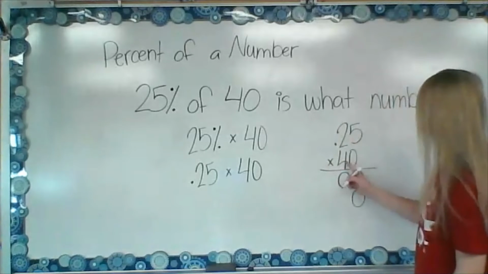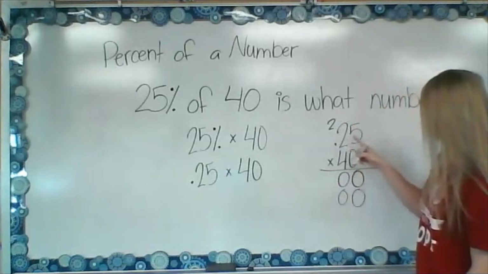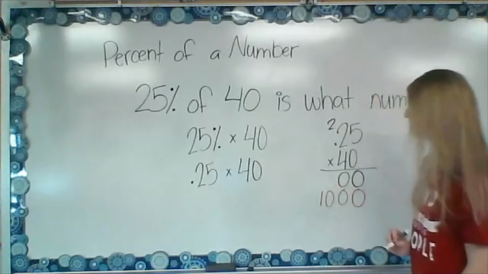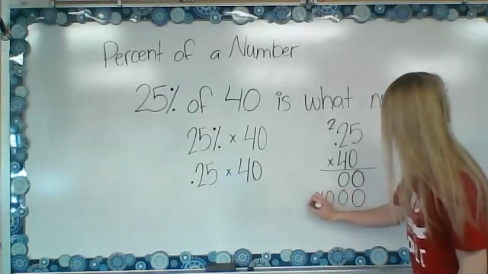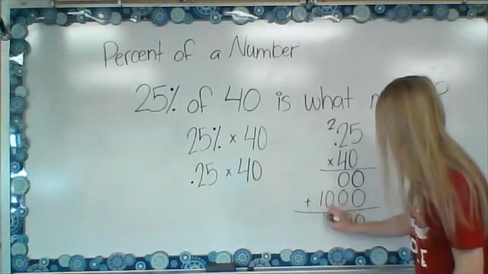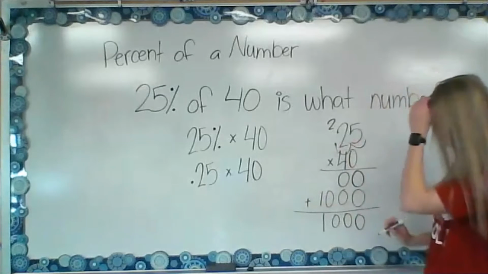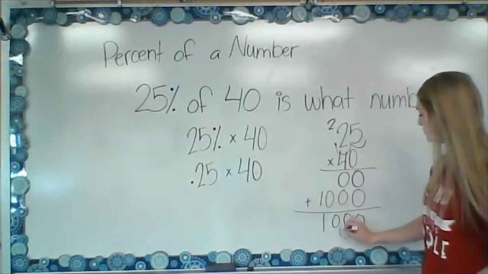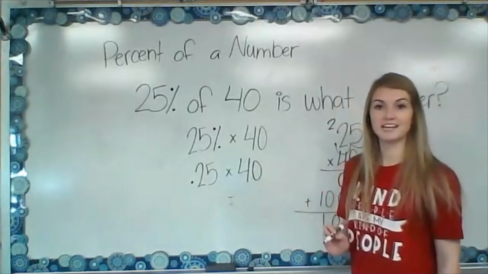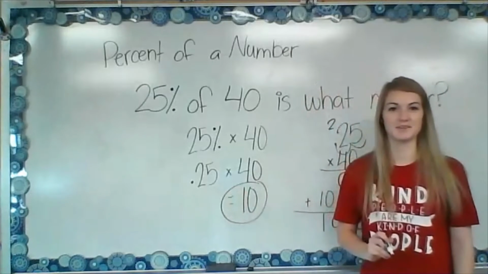Right? And then we do the 4. So 4 times 5 is 20. 4 times 2 is 8, plus 2, 9, 10, 10. Okay, we are going to add these together, 0, 0, 0, 1. In my problem, I have 2 decimal places, so I have to move 2 in my answer. So 25% of 40 is 10. Okay, we're going to do some more.